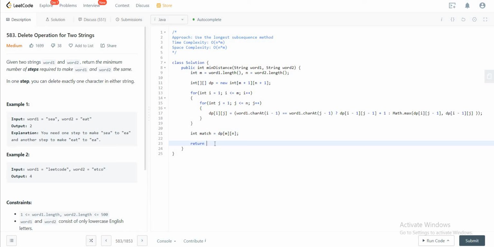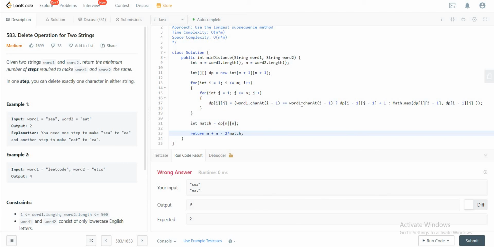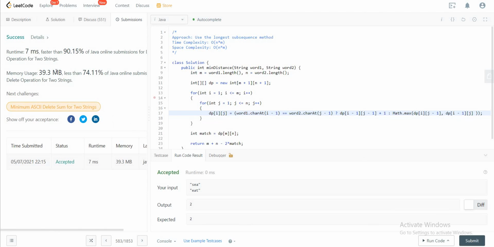So how do you get that? So you would say return m plus n minus 2 multiplied by match. So 2 multiplied by the match are the characters that will remain intact in word 1 and word 2, but these are the ones that you have to remove. So this would be the result that you'd have to return. So let's quickly compile this and see if it's okay. Right, so the first test case is okay. Everything else is okay as well.